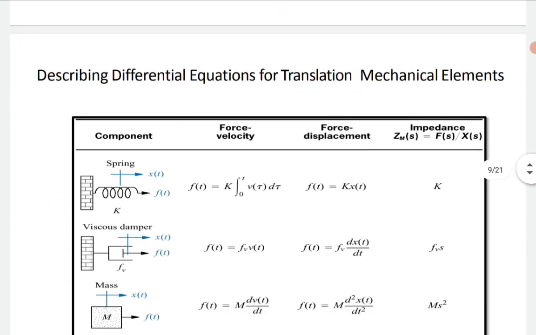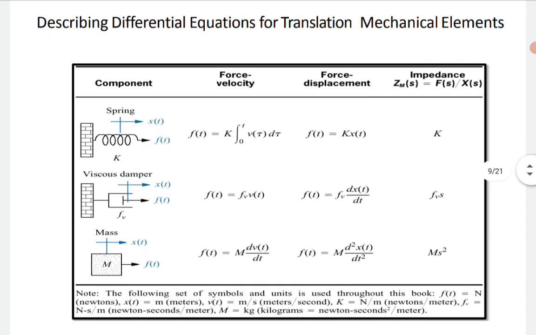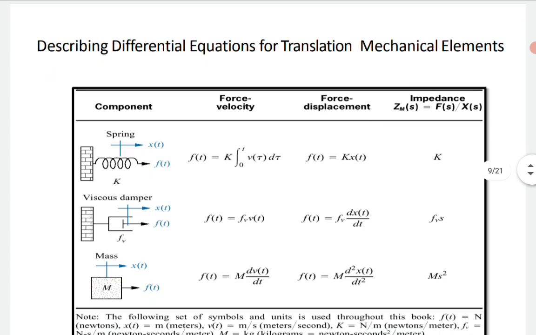Now, describing differential equations for translational mechanical elements. Here the components are illustrated in column I: spring, viscous damper and mass. At first I will discuss the spring, then successively the viscous damper and mass.